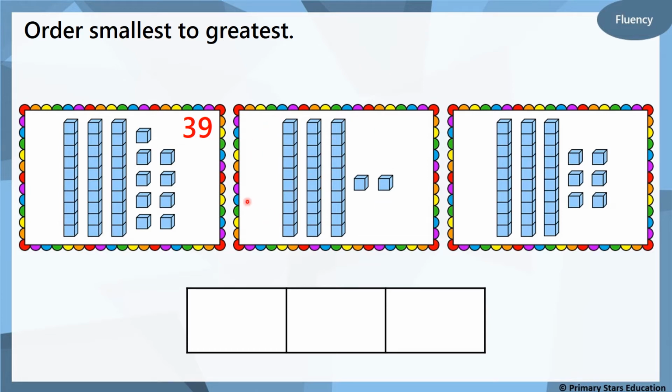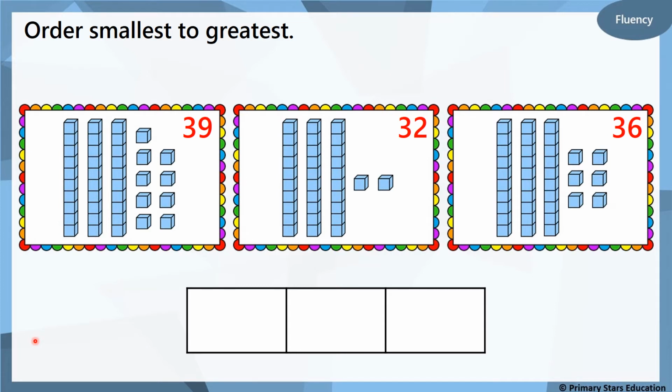Okay, let's try this one. How many groups of 10 do we have? We've got 1, 2, 3. So that's 30, isn't it? 10, 20, 30. And how many ones have we got? 1, 2. So what's our number? It's 32. Brilliant. And what number have we got here? How many groups of 10? 1, 2, 3. So we know it's 30. And how many ones have we got? 1, 2, 3, 4, 5, 6. So what's the number? 30 add 6 is 36.